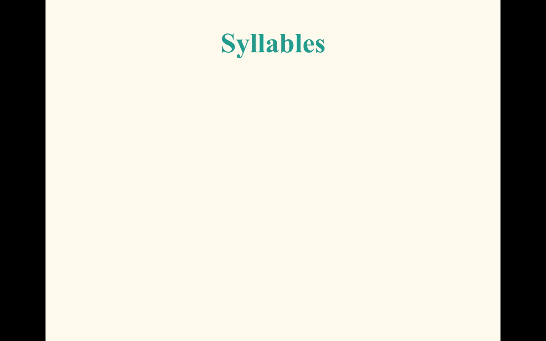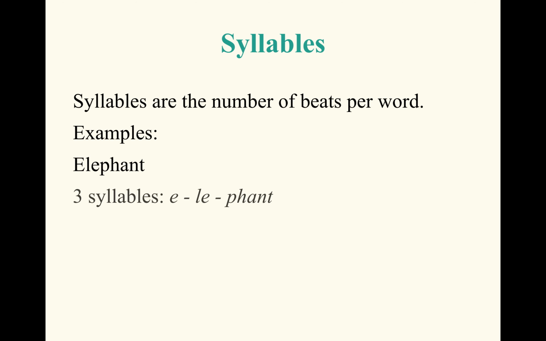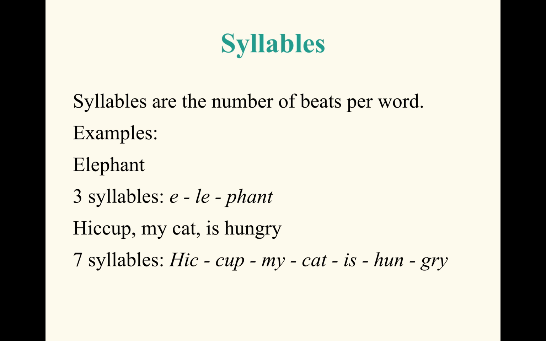Okay. Now, more about syllables. Syllables are the number of beats per word, or like I like to call them, sound bites. For example, elephant. 1 word, but how many syllables? 3 syllables. Elephant. Hiccup, my cat, is hungry. How many syllables? Can you guess? 7 syllables. Hiccup, my cat is hungry. 7.